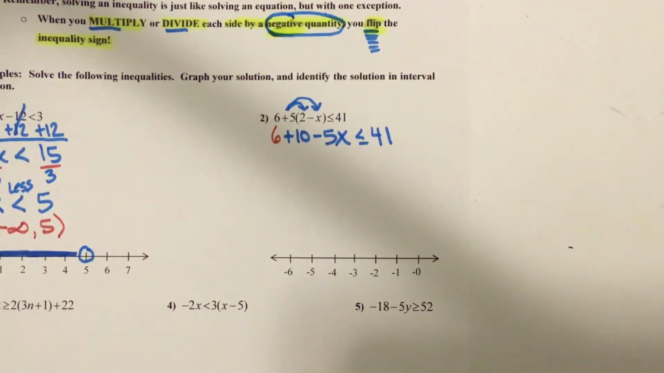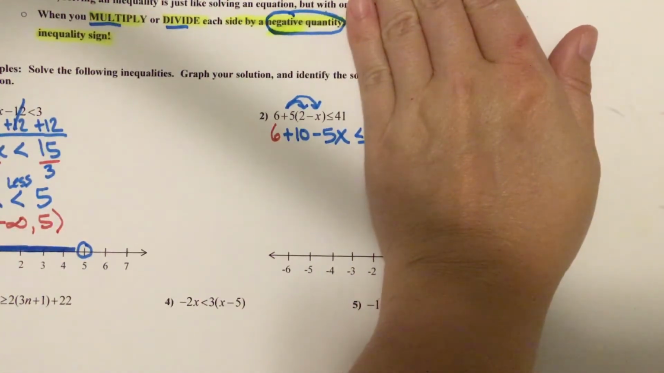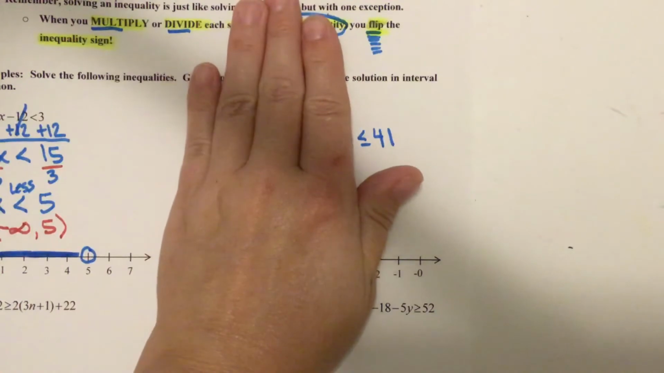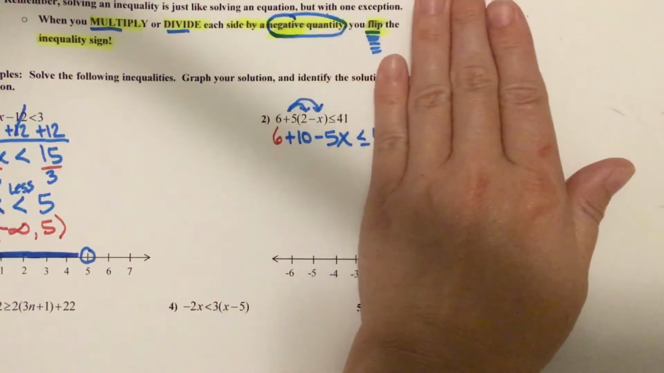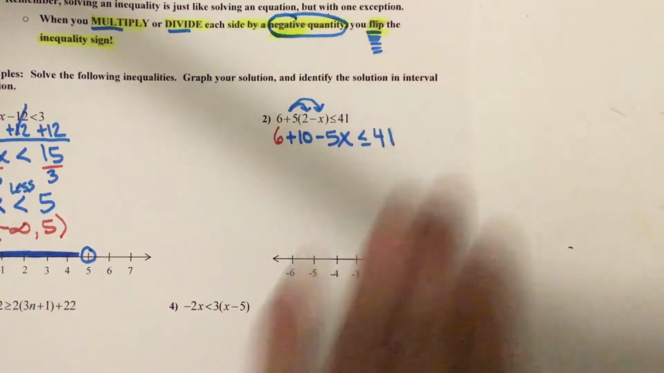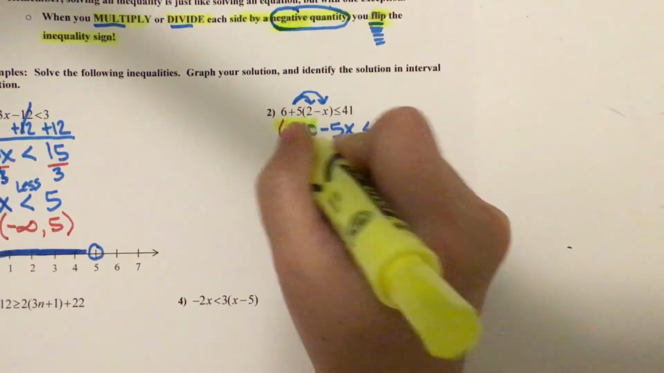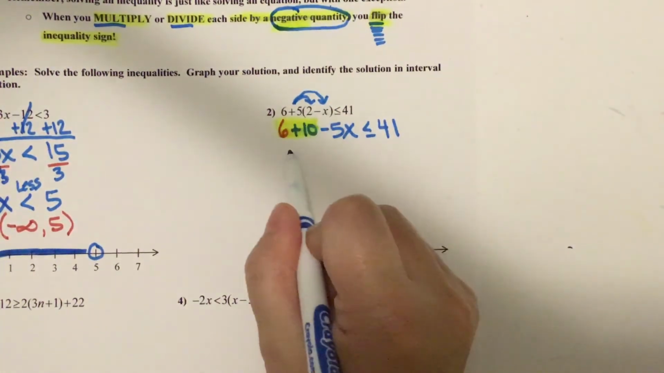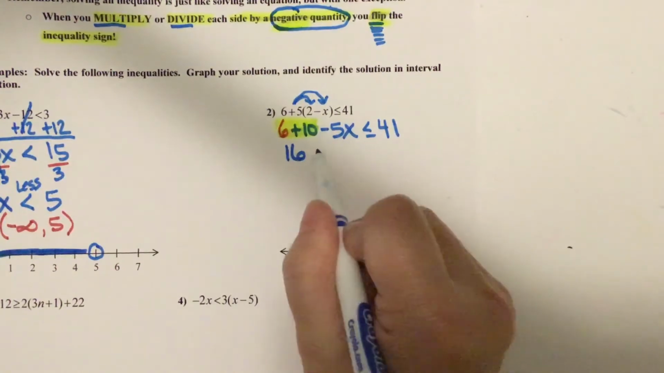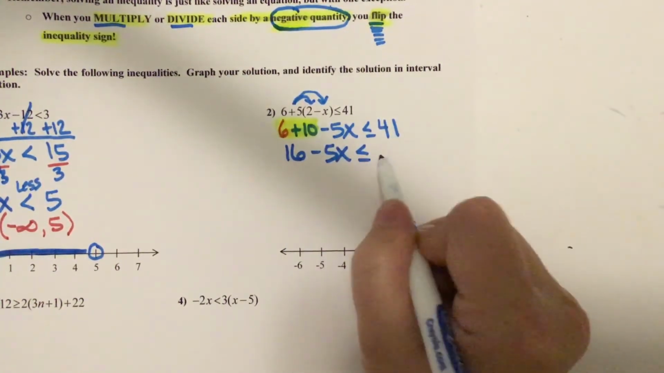Okay, at this point, remember when you solve an equation, if you have like terms on the left side, you can combine them, or if you have like terms on the right side. Well, clearly there's no like terms on the right side, but I do have like terms on the left side. The 6 and the 10. These are both just regular numbers called constants, so I can combine those. So 6 plus 10 makes 16. Then I'm going to bring down my minus 5x, bring down my less than or equal, and bring down my 41.